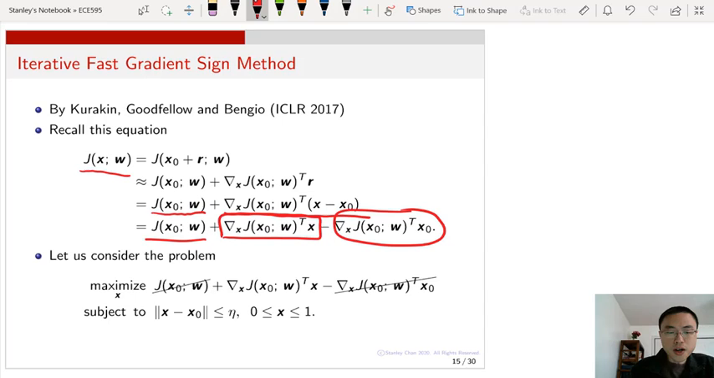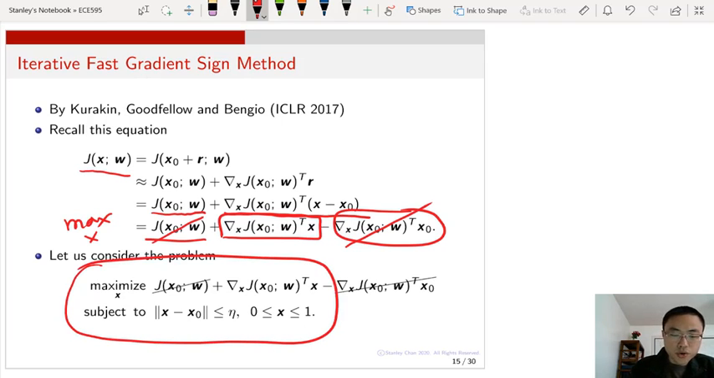And so, as far as the objective function is concerned, this term doesn't really matter, and this term also doesn't really matter, because what you're going to do is maximize with respect to x. So if you put this objective function into here, then you can see that the problem becomes maximizing just this term, with the constraint that your perturbation has to be upper bounded by eta. This is also quite practical, because you want to say that your image is bound between 0 and 1.